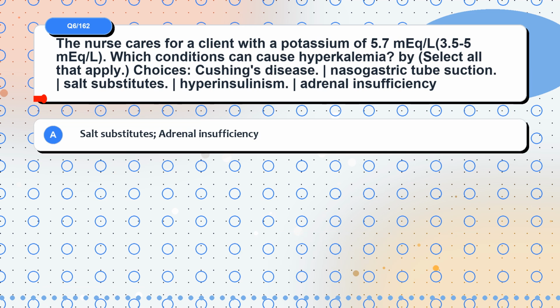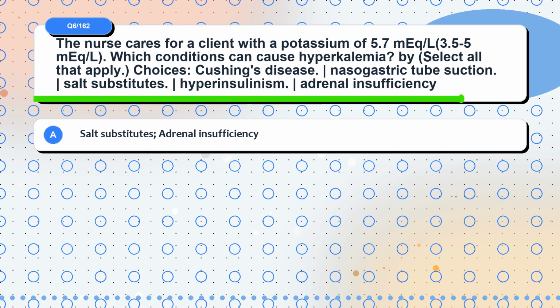Question 6. The nurse cares for a client with a potassium of 5.7 mg/L (normal 3.5-5 mg/L). Which conditions can cause hyperkalemia? Select all that apply. Choices: Cushing's disease, nasogastric tube suction, salt substitutes, hyperinsulinism, adrenal insufficiency.